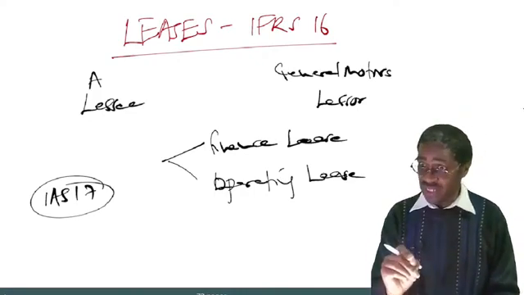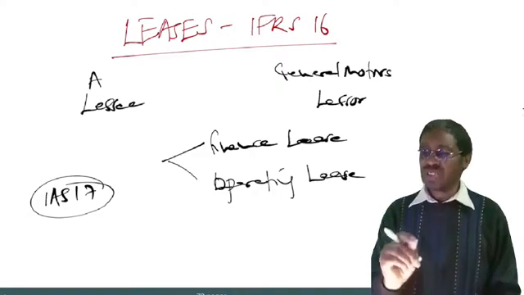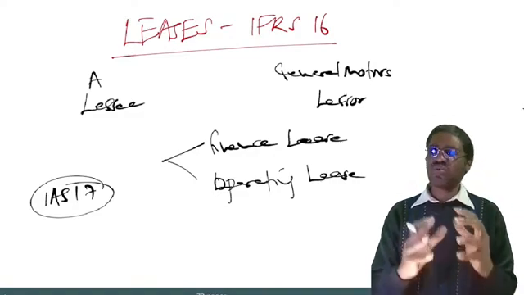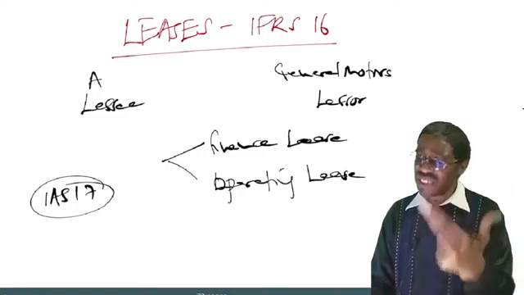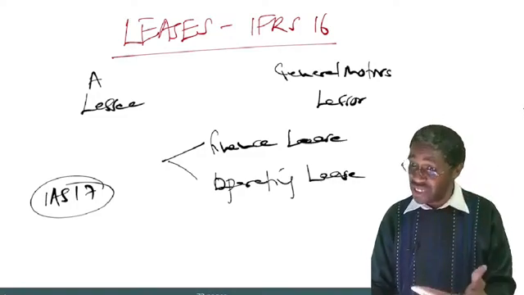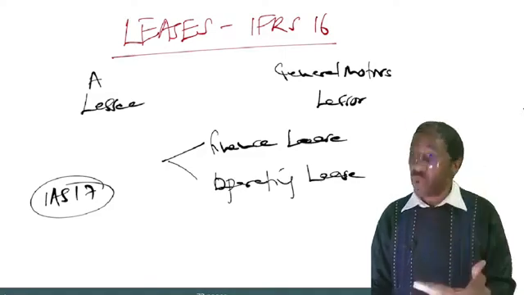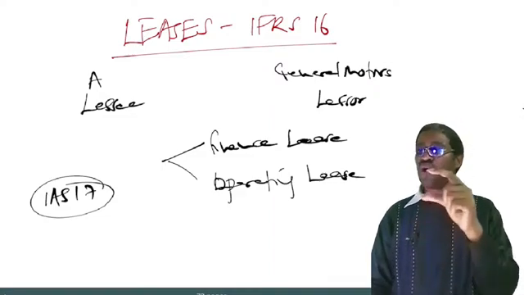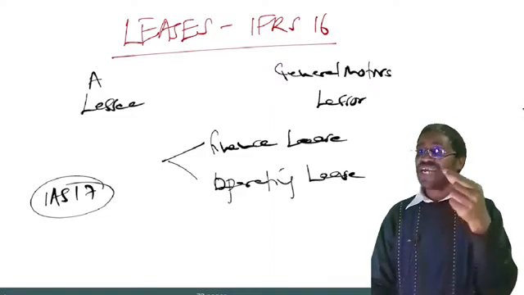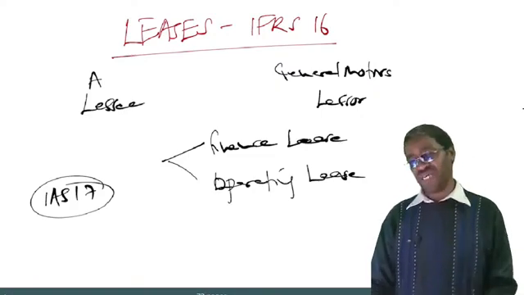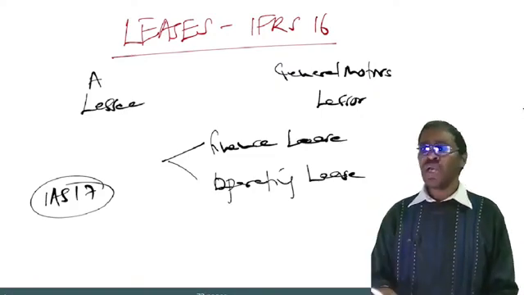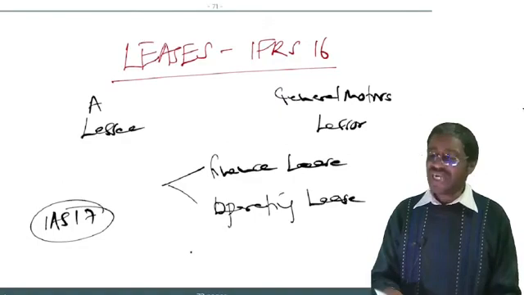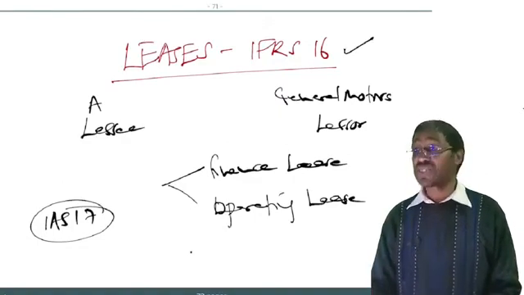It required that when you as a lessee lease an asset, it was upon you to classify that lease as either an operating lease or a finance lease. You as company A were required to classify your lease as either an operating lease or a finance lease. But according to the new accounting standard, once it was revised, we are now dealing with IFRS 16.